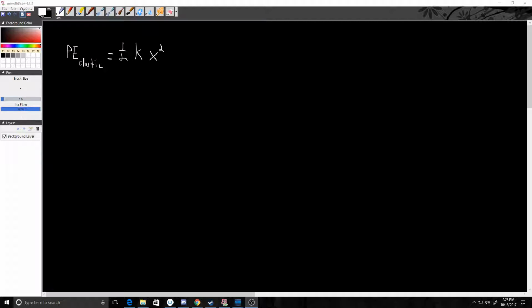All right, so today we're continuing our journey, exploring the different types of potential energy. Today we're going to be looking at elastic potential energy, the potential energy an object has from being stretched or compressed. This equation should look really, really familiar.